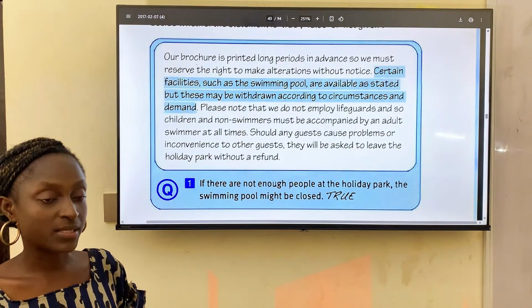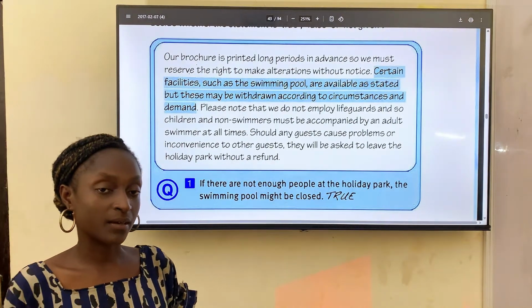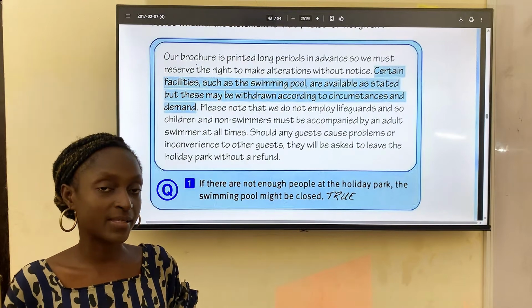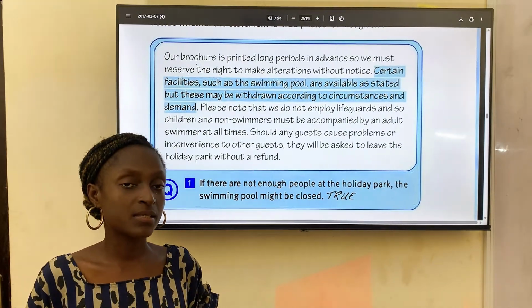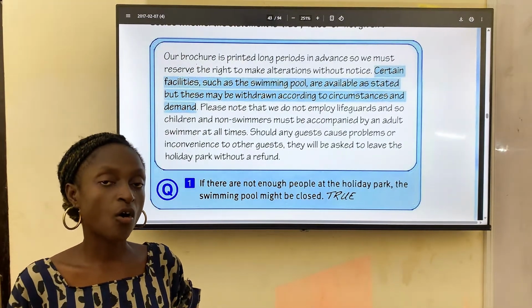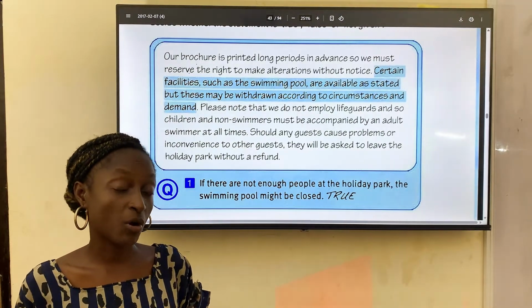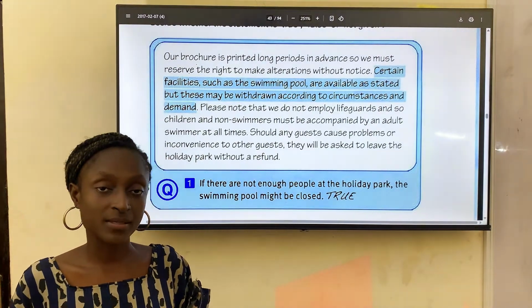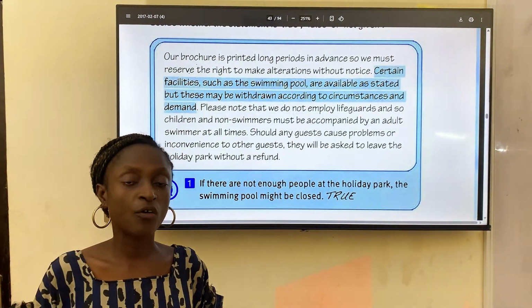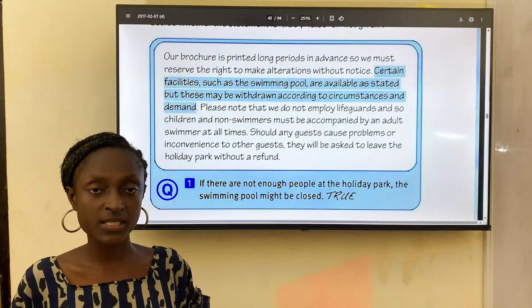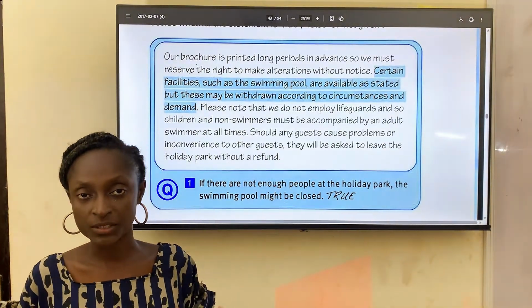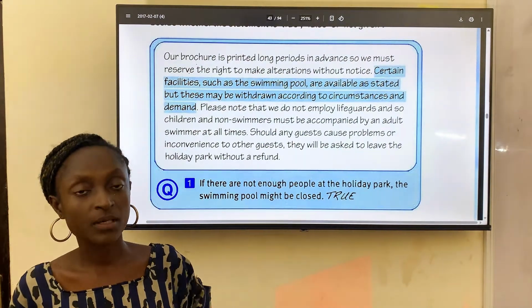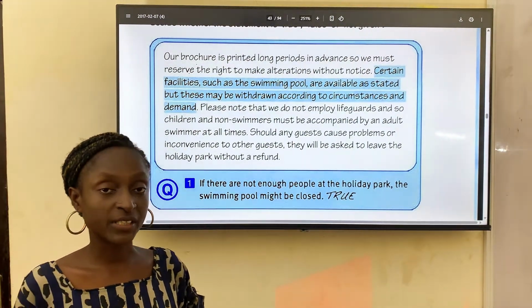One thing we can say about a true answer, or let me say a characteristic of a true answer, is that it is a rephrase of what is given in the passage. A true answer is a rephrase of the information or of the statement given in the passage. So that's how you can identify a true answer. Now, how can you identify a false answer?